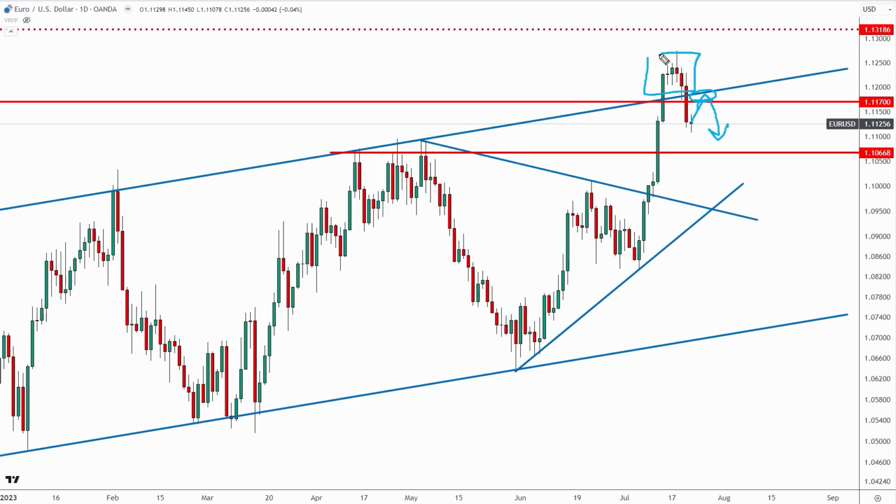So as of right now, this is a fake out from the euro as we go into a week with a lot of volatility set up with Wednesday's FOMC. So I am looking for lower here, but like I said, I do think we could see an early week rotation higher into that 111.70 area.